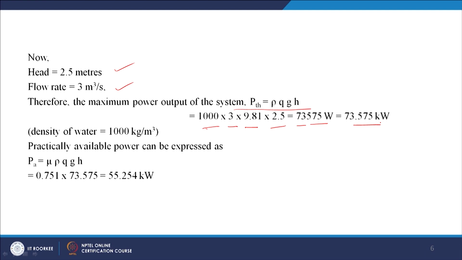Then what will be the practically available power? We have to multiply it by the efficiency. The overall efficiency we have got is 0.751. So 0.751 into 73.575 is equal to 55.254 kilowatt. Now, the problem is solved.